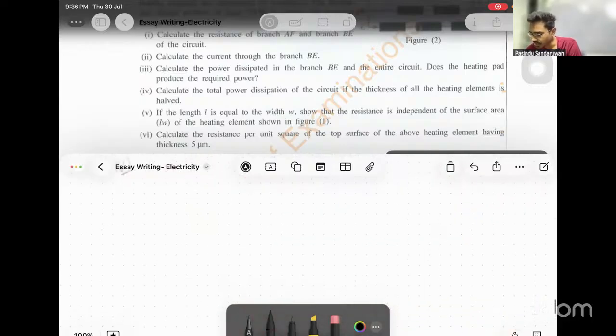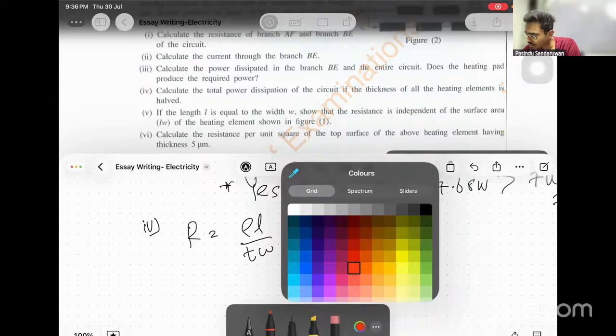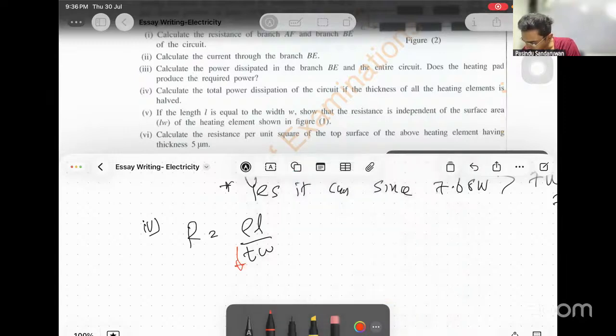R equals rho L over TW. Now thickness is going to be halved. If thickness is halved, resistance is doubled. Then the question is total power dissipation. If resistance is doubled, then we have to find the new power.